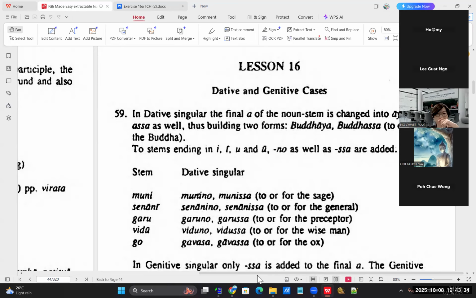All right. But besides the sa ending, there's another ending, a no ending. So that's one thing you have to remember. Besides muni sa, you also have muni no. Senani sa, so you get senani no. So this means that for short i or long i, the ending is no. And then garu also no, vidu also no. But go gawa. So there are two endings here, sa or no. That's the thing.